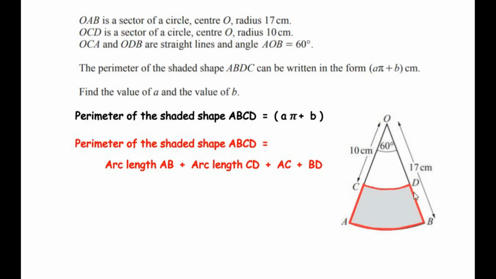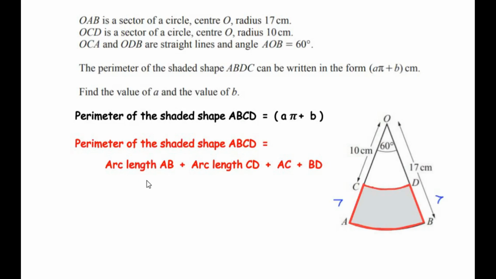Now here we have to make use of the radii of the given sectors. We can see that OB is given as 17 cm and OC is given as 10 cm. So the value of BD or the value of AC will be just 17 minus 10 cm. So that is going to give us the side length BD as 7 cm and the side length AC as also 7 cm.